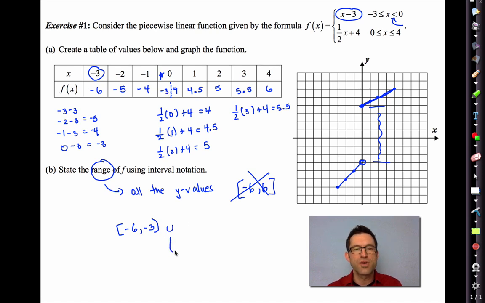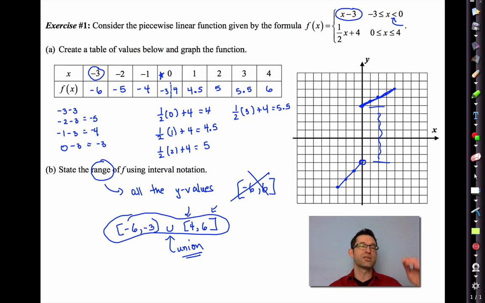Union, this is what's called the union symbol. It joins two sets together into their union. Well, then we pick it up at 4, and we go all the way up to 6. Notice square brackets on both of those things because we do hit 4. So that's a much trickier range than what we're used to.